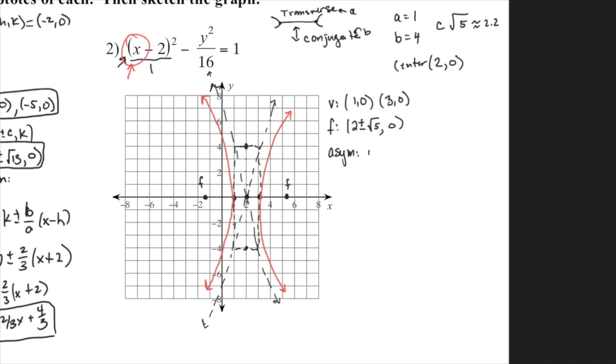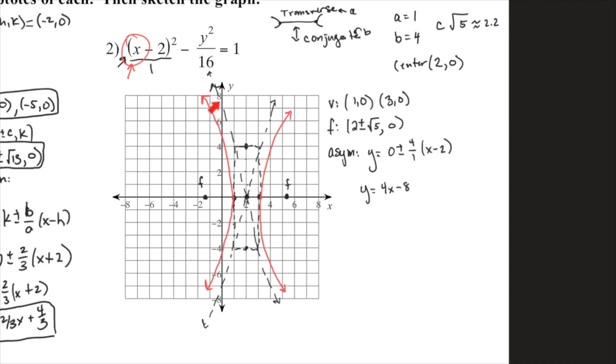So it's going to be y equals, let's see, k, which in this case is still 0, plus and minus b over a, 4 over 1, times x minus the center point of 2, x minus h. Okay, so I'm going to distribute this again. This will be a really nice one. We won't have a whole lot of fractions. So it's going to be y equals 4x minus 8.